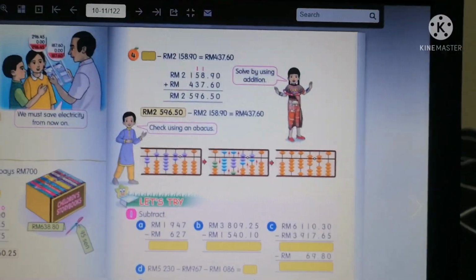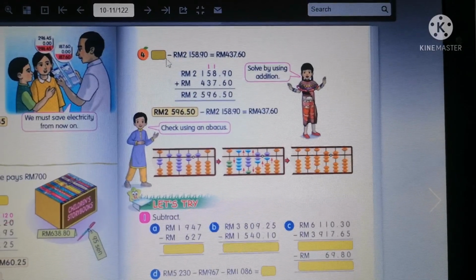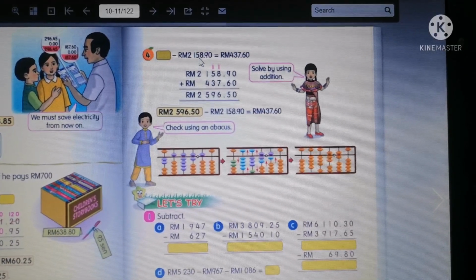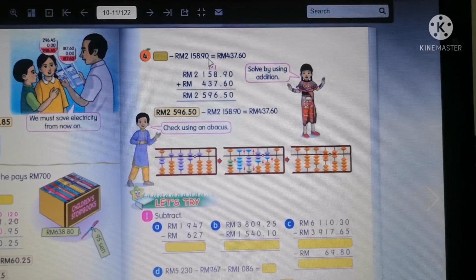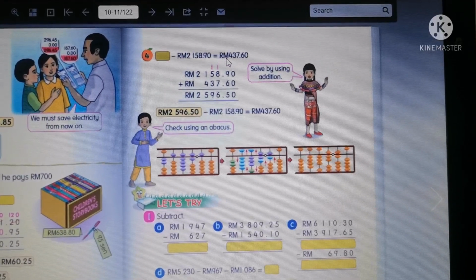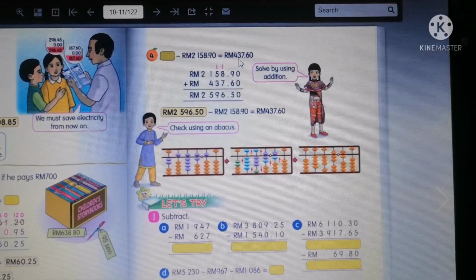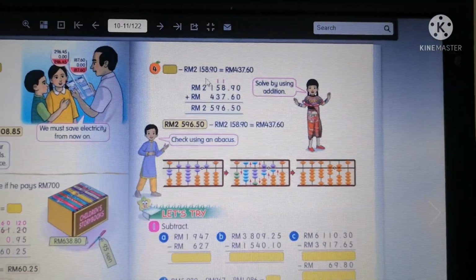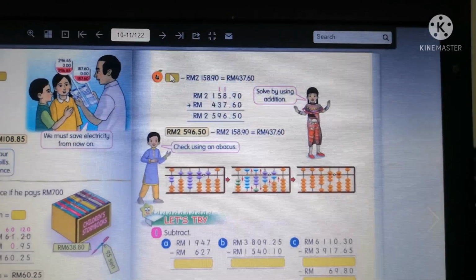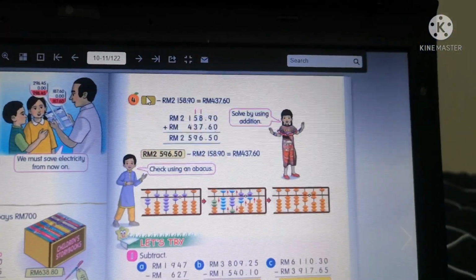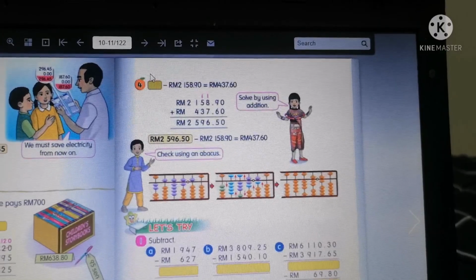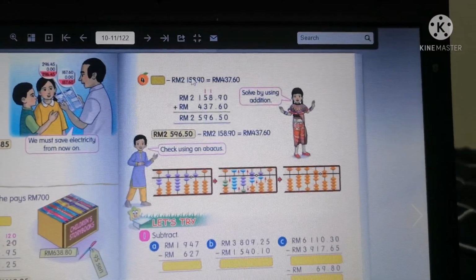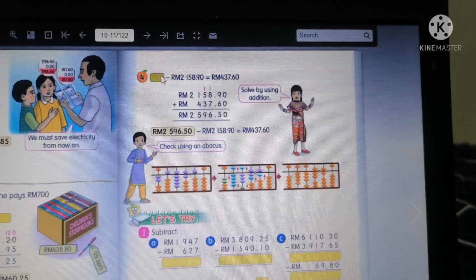Page 6. This one, they didn't give you the value in front. Minus 2,158 ringgit 90 cents equals RM 437 ringgit 60 cents. Okay, they didn't give you the value, they want you to count the value. So what you have to do, in order to get the answer in front, you have to plus. So you will plus this number with this number, you will get the answer here.